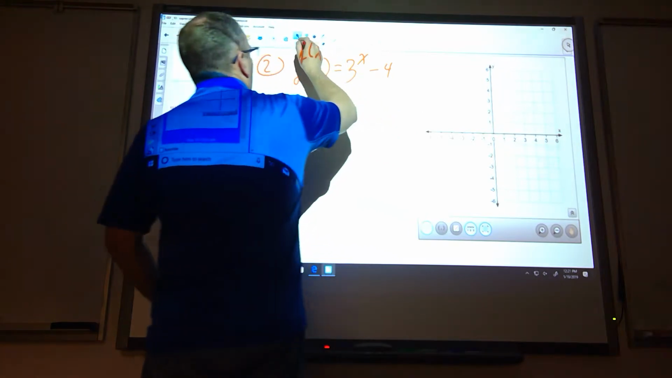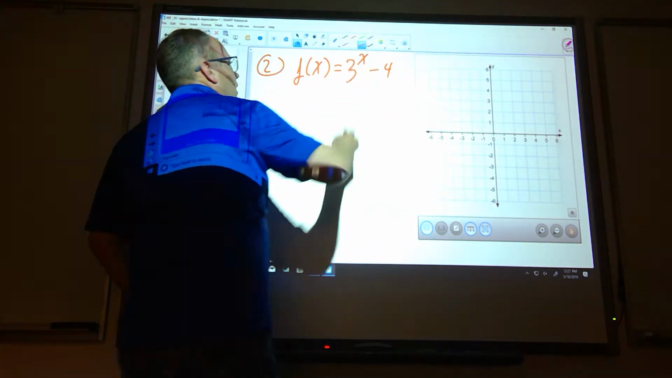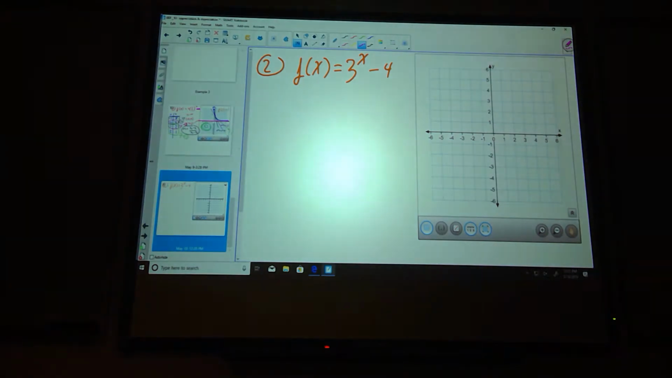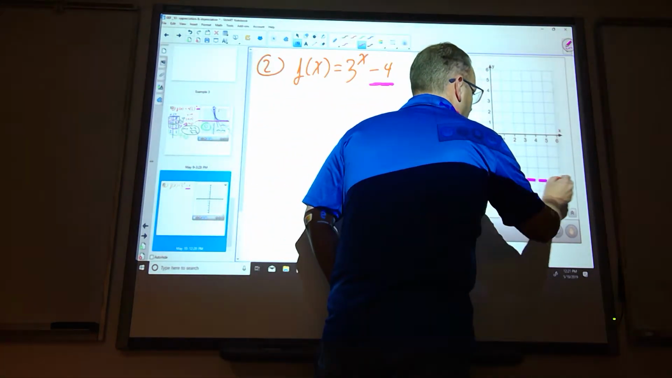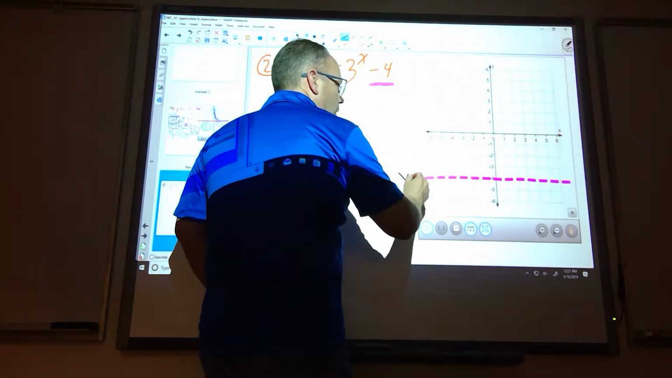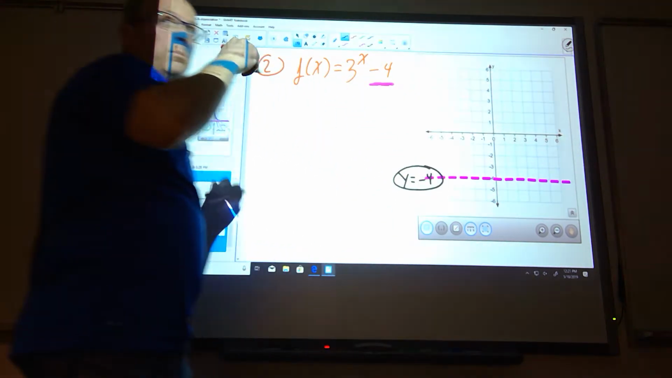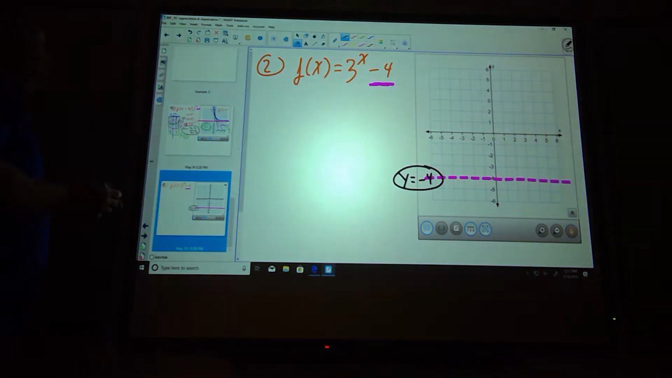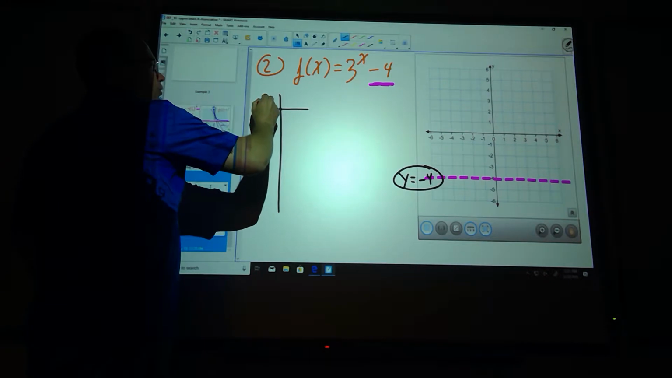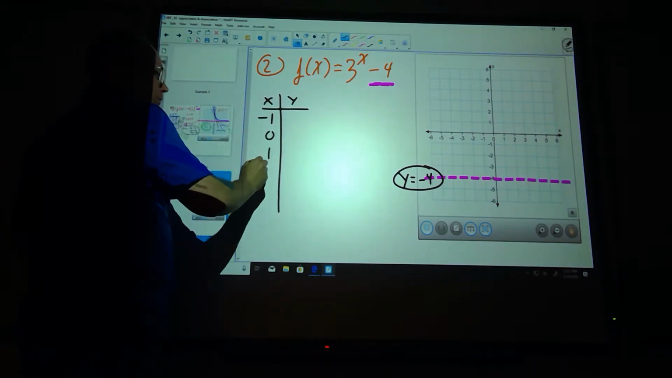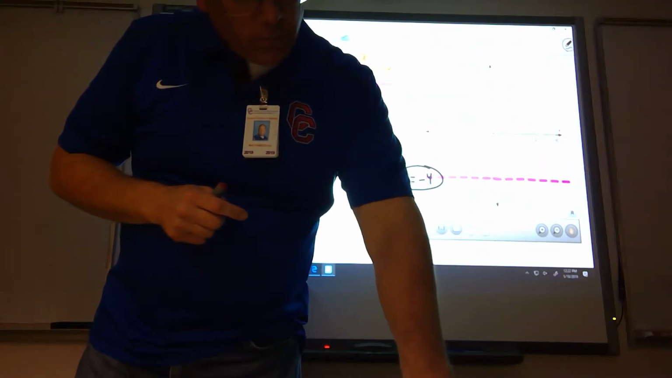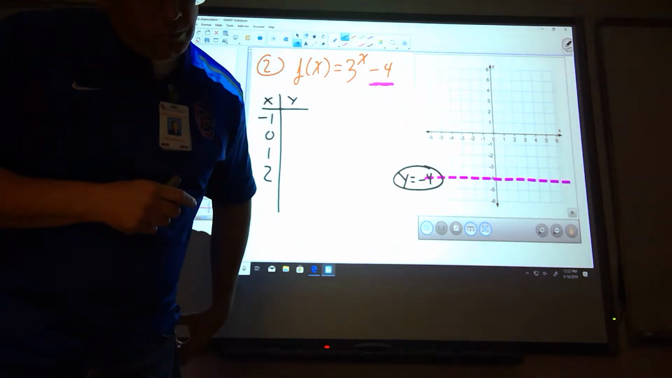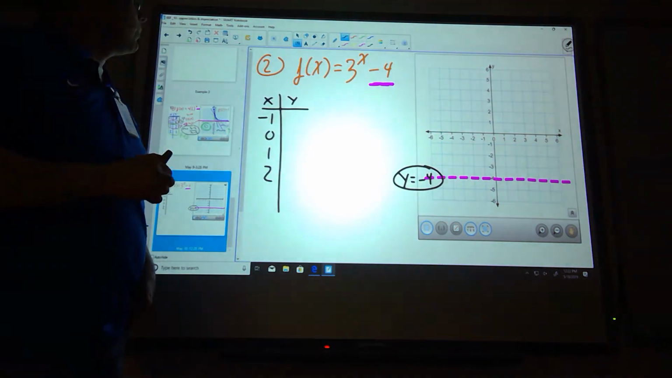Speaking of that, where is my horizontal asymptote on this problem? Y equals negative 4. Love it. That negative 4 right here indicates the asymptote, so let's just mark that down. That's the line y equals negative 4, because y equals a number is horizontal. And I think we're going to use the same values to plug in: negative 1, 0, 1, and 2. Does that seem about right? Looking at D, E, and F.